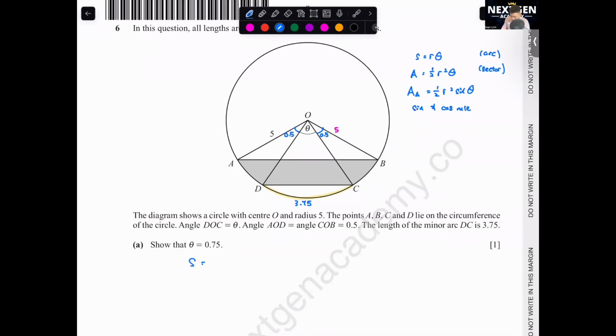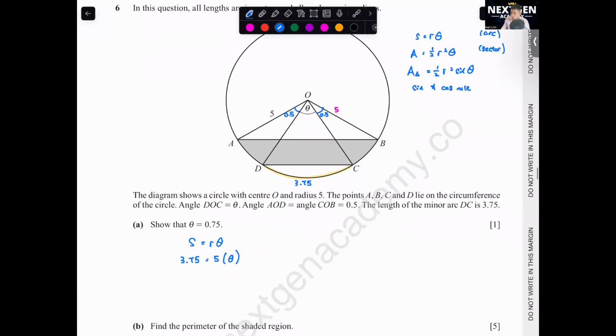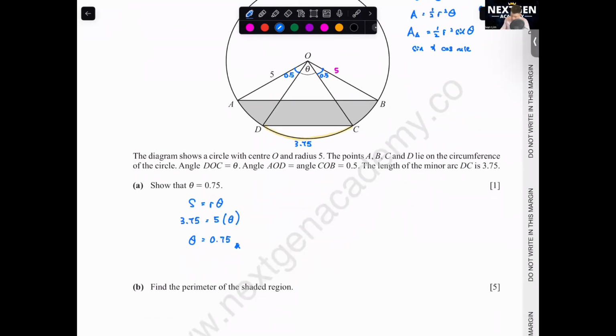So we can use the formula of S equals R theta. S is 3.75 for the CD. R is 5. Theta, I don't know. So theta, 3.75 divided by 5, is equals to 0.75. The next one, let's label this first, 0.75. Find the perimeter of the shaded region. Shaded region got here, here, and these two.